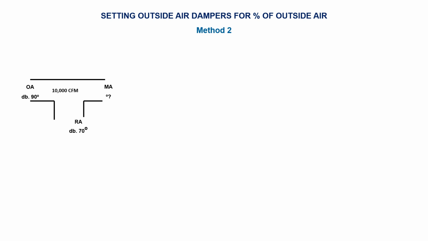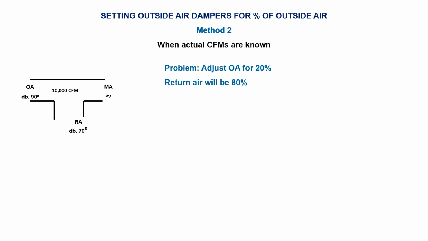Method 2 is used when the actual CFMs are known. We will use the example on the left for indoor and outdoor temperatures and the CFMs. The problem: adjust the outdoor air for 20%. Return air will be 80%. Take the outside air dry bulb temperature. Take the return air dry bulb temperature.